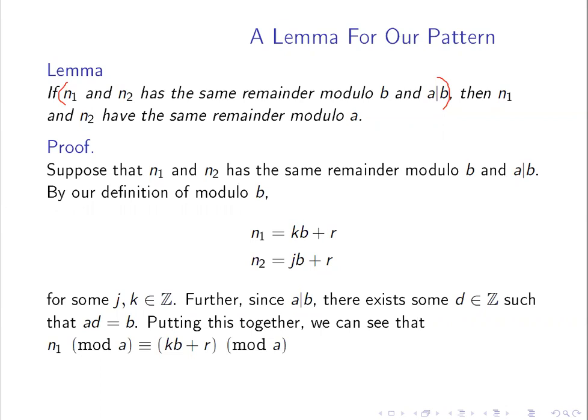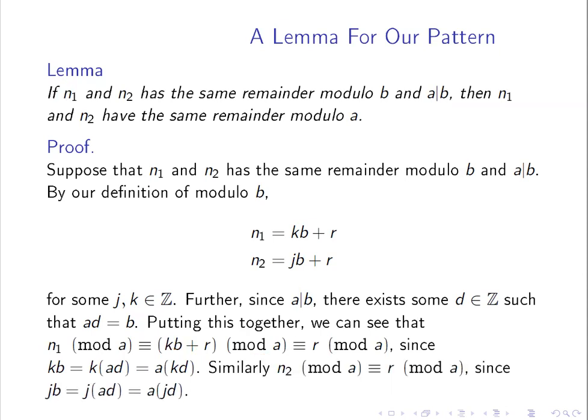So putting that together, n1 mod a is the same thing as kb plus r mod a, which is the same thing as r mod a. All because we can simply replace kb with k times ad, which is a times kd. So this portion is going to have a remainder of 0 when I divide it by a. Similarly, you show the same thing for n2. Now notice that doesn't mean that they both have a remainder of r, rather they have the same remainder mod the lower value. So that's a critical thing to take into consideration.